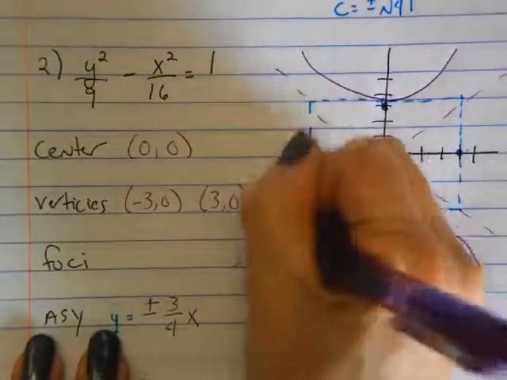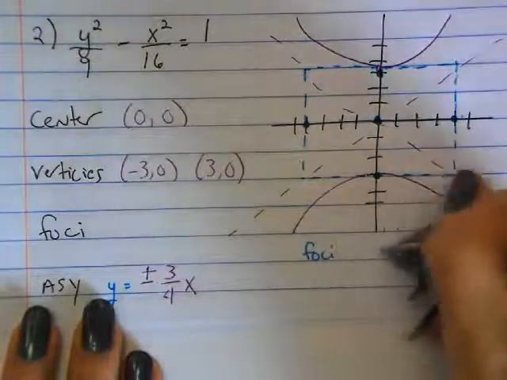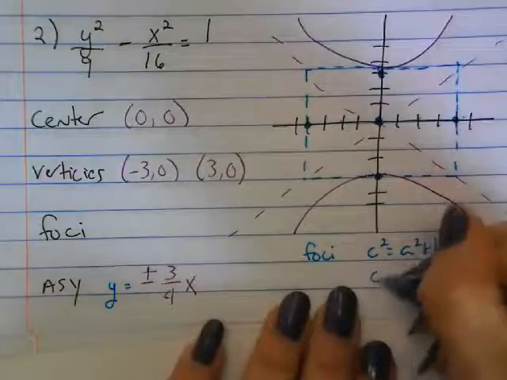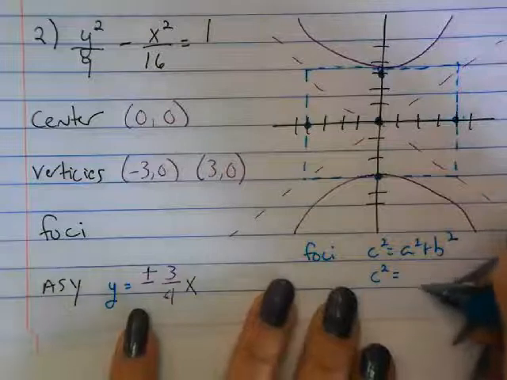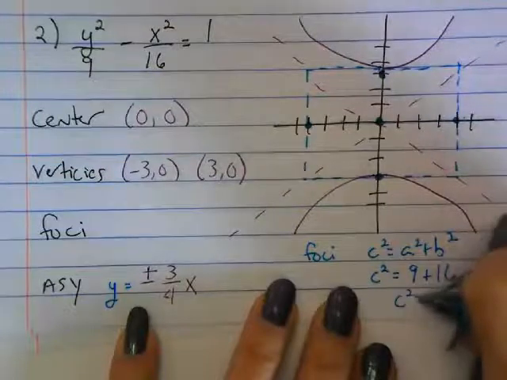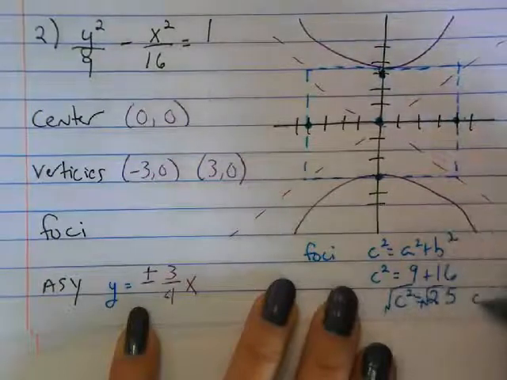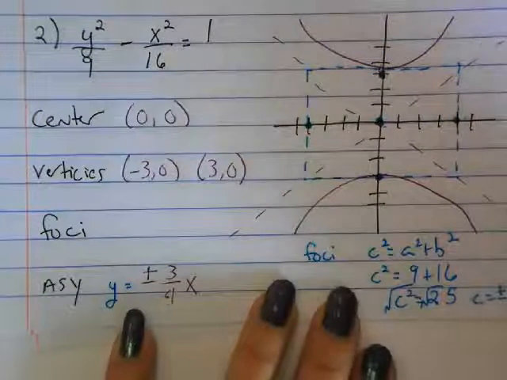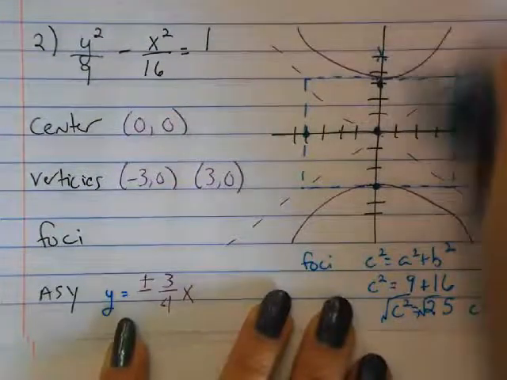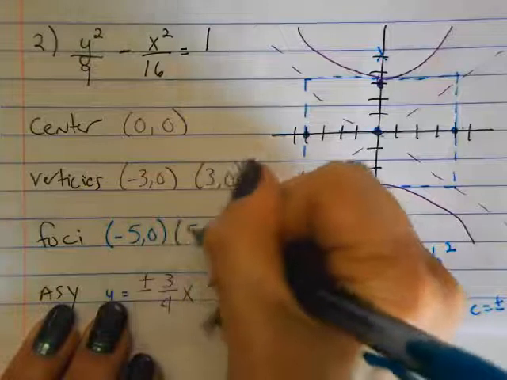So now all I need to do is my work to get my foci. And so my formula for the foci is c squared equals a squared plus b squared. So I don't know my c squared, but I know my a squared is 9, and my b squared is 16, so c squared is equal to 25. Take your square root. So c this time is nice and easy. It comes out as positive or negative 5. So now I can go up 5 and down 5. So my foci are at negative 5, 0, 5, 0.